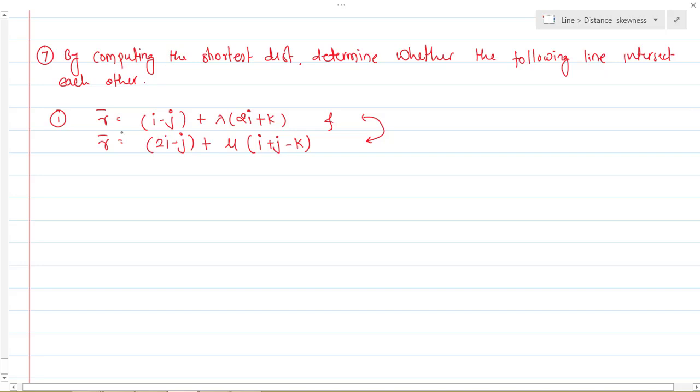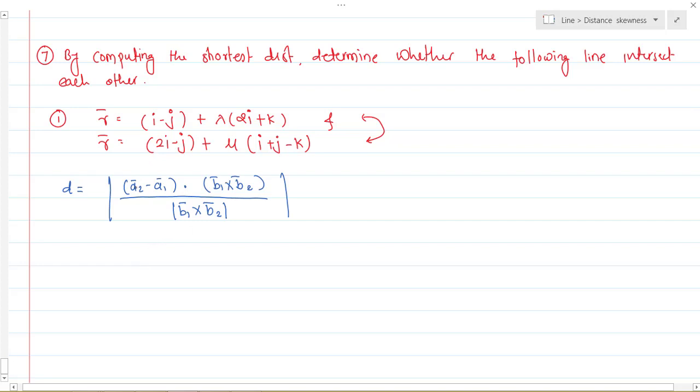The Cartesian formula we have already seen, so now I want to explain this with the help of vector equations. We know that the distance between two lines in vector form is given by mod of (a2 bar minus a1 bar) dot (b1 bar cross b2 bar), whole divided by mod of b1 bar cross b2 bar. Perfect, that's the formula for the distance between two lines.